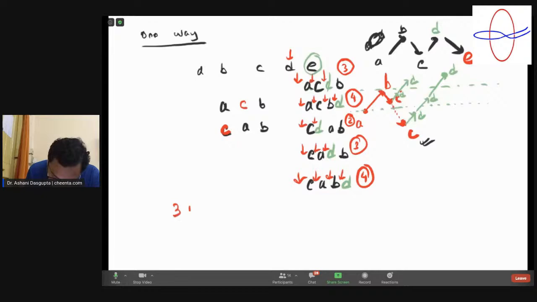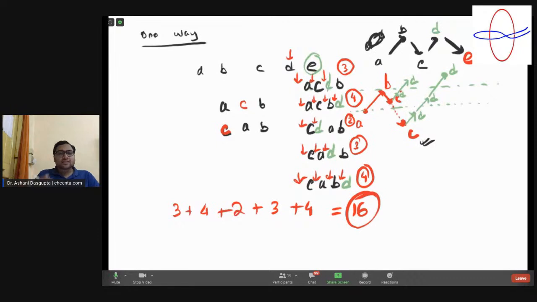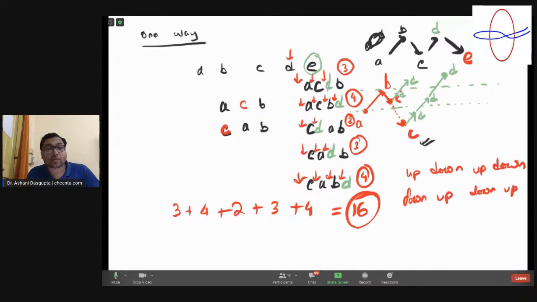So 3 plus 4 plus 2 plus 3 plus 4. How much is that? Anyone? This is 16. So this up down is 16. And by symmetry, down up will also be exactly 16. So this is 16, this is 16.